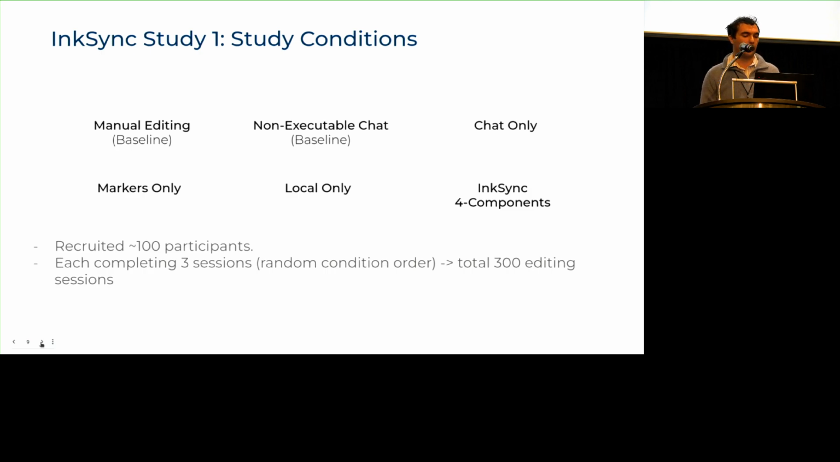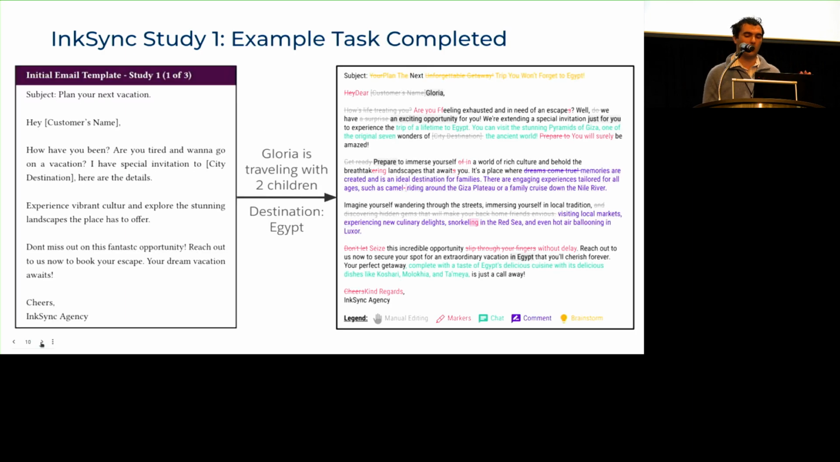We recruited about 100 participants. They each did 3 emails, so we got a total of 300 emails. To give you a sense of it, here's what one session looks like. So in 6 minutes, somebody can edit an email a lot. So, edit this email so that Gloria, who wants to travel to Egypt, and she's traveling with 2 children, you can see there's a lot of fun edits that were integrated with all the different components.